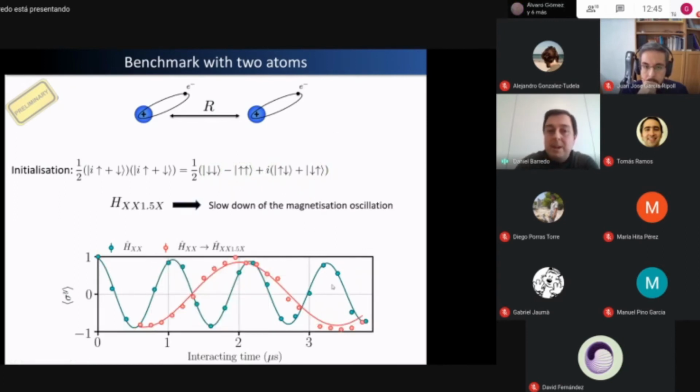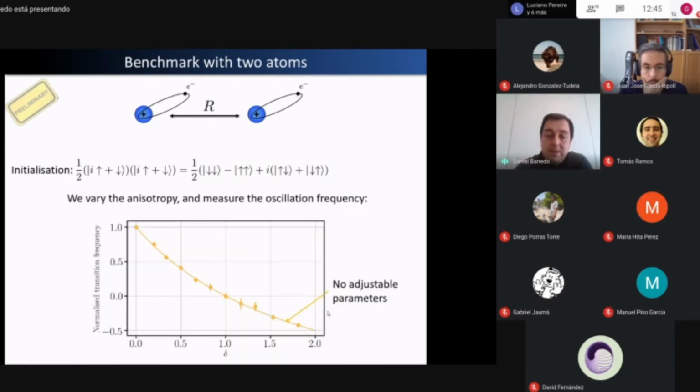Okay, and of course you can vary this delta parameter to have some other values. And in this case, what you can see here in red is that you can slow down the magnetization oscillation if you wish. And we have done this for different values of delta, and we see that basically it fits very well what is expected from the theory.